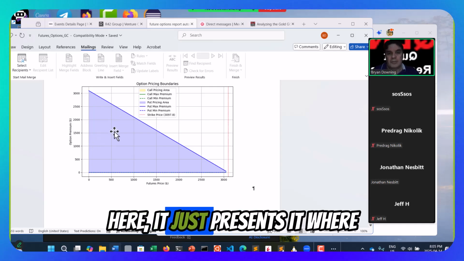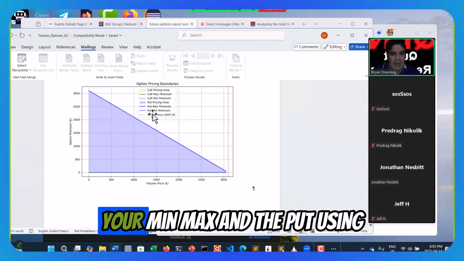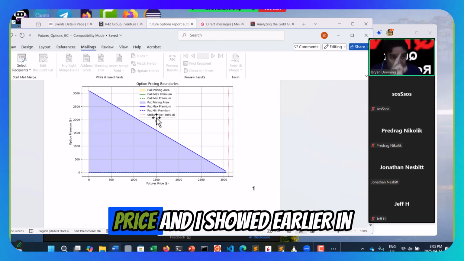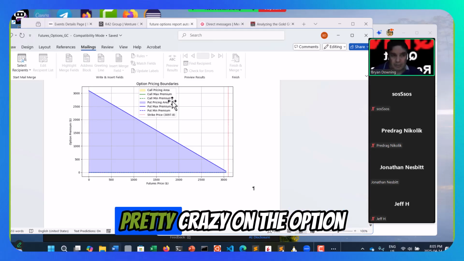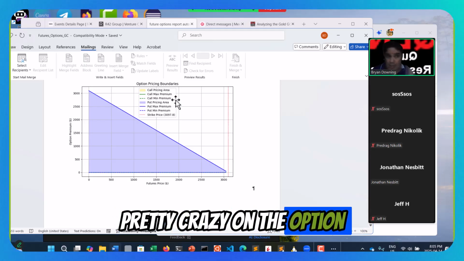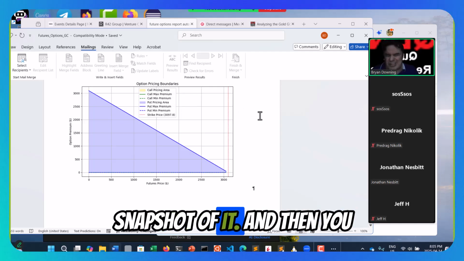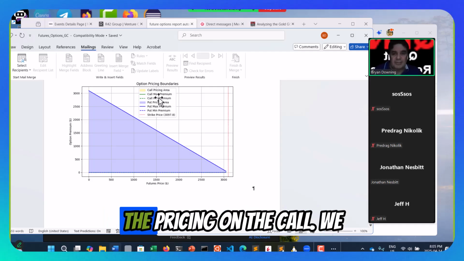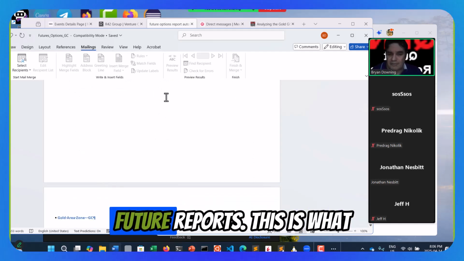So here it presents where you can get your put max, your min max, and the put using just one strike price. And as shown earlier in the option chain data, it can go pretty crazy on the option chain, so this is again just one snapshot of it. And then you also get the call min max and the pricing on the call. We can't see the pricing area; you might see it in some other future reports.